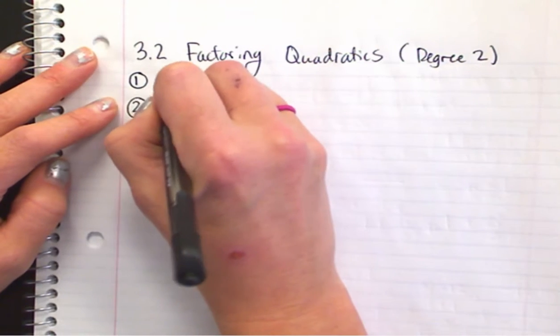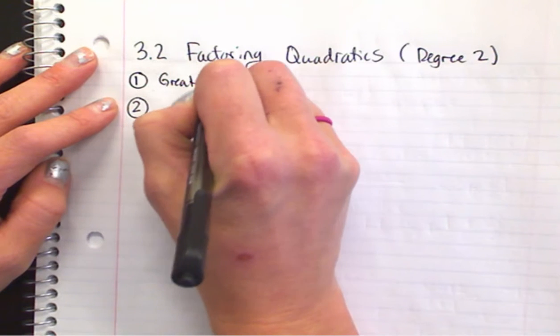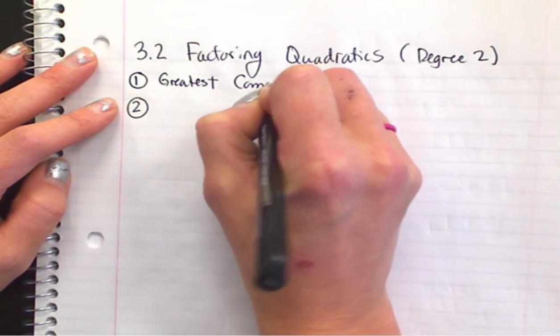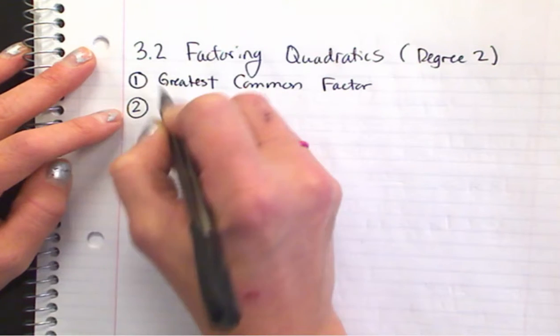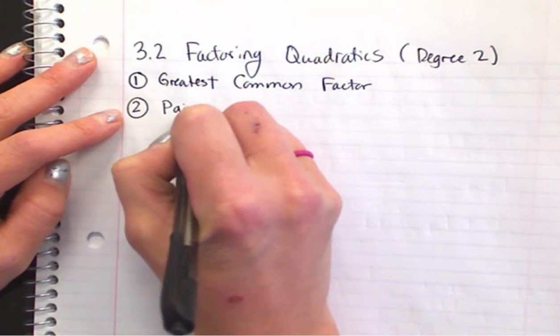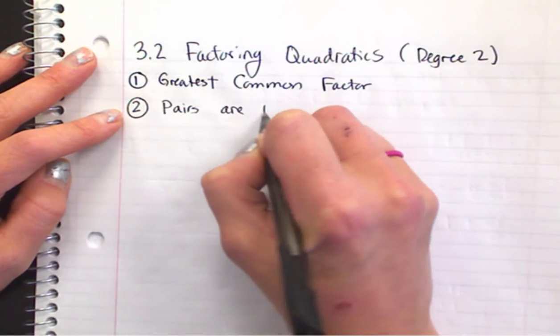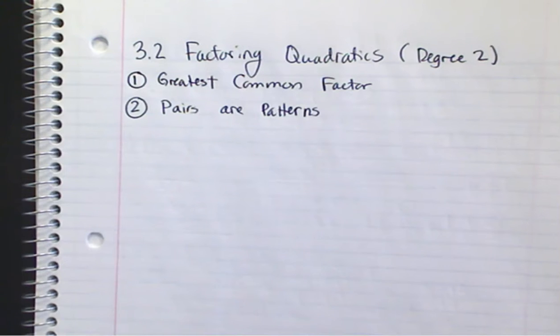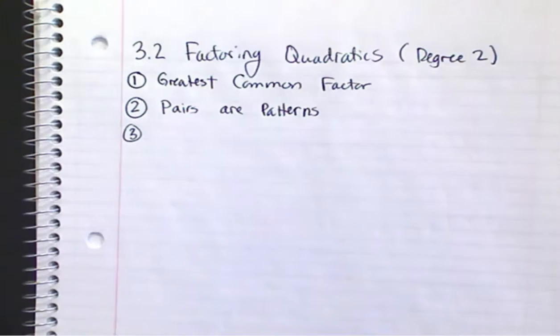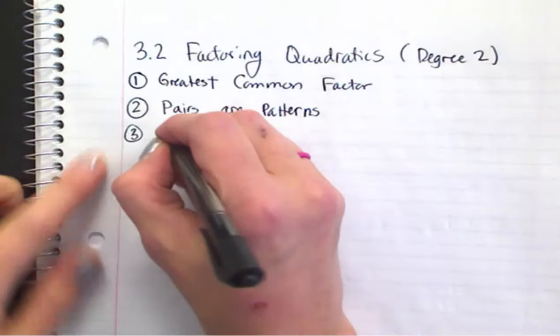And the first one is greatest common factor. The second one is pairs and patterns, which is actually for next class, right? We're only doing some of these today. And 3, it goes in order. First, you do this, then you do this, then you do this.